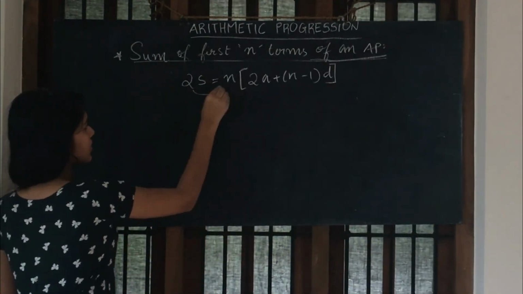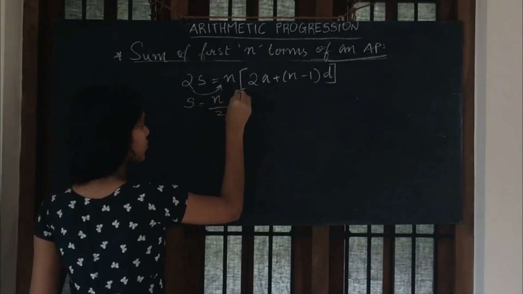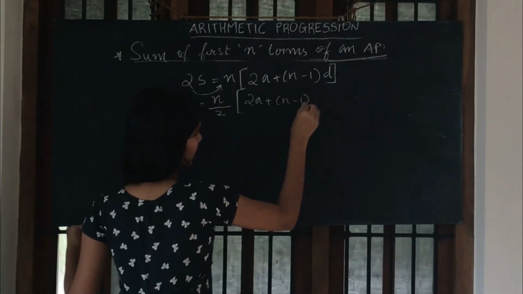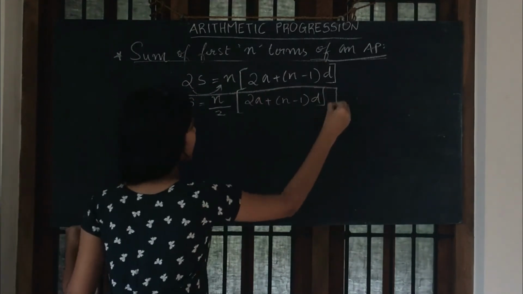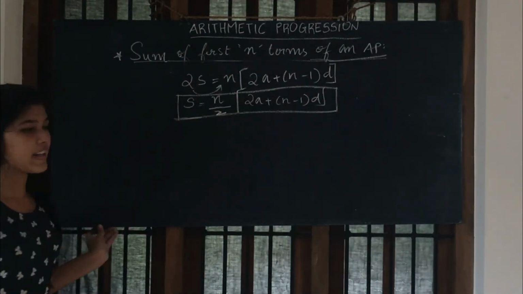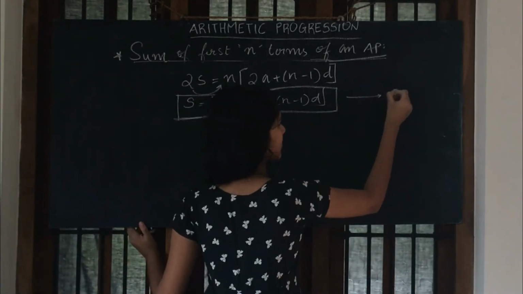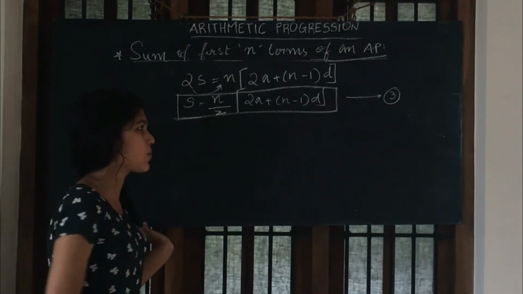Now taking 2 to the other side, we have s is equal to n by 2 into (2a plus (n minus 1) into d). This is the equation for finding the sum of first n terms of an AP. Let this be equation number 3. I don't know if you guys remember, we have already named two equations as 1 and 2 previously.